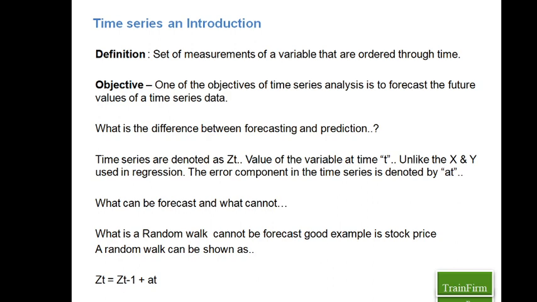So the equation for the random walk, as I just told you: the price of the stock today, that is Z_t, is equal to the price of the stock yesterday plus an absolutely random error component. And this error component is purely random and nobody can forecast it. So if I disregard this error component for a while, in a stock market scenario, I will believe that yesterday's price is going to be today's price for the stock, right?